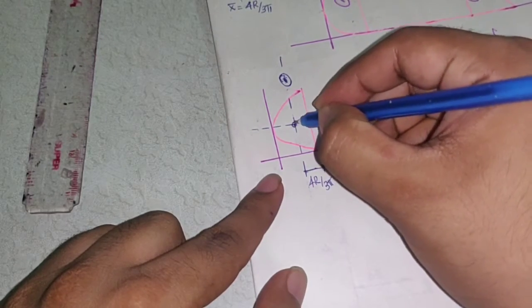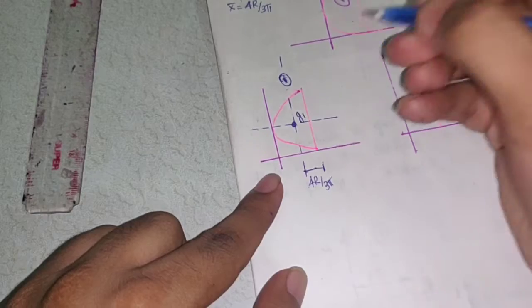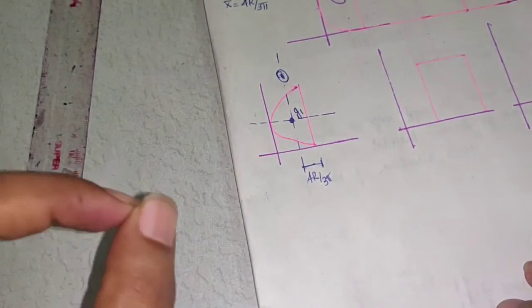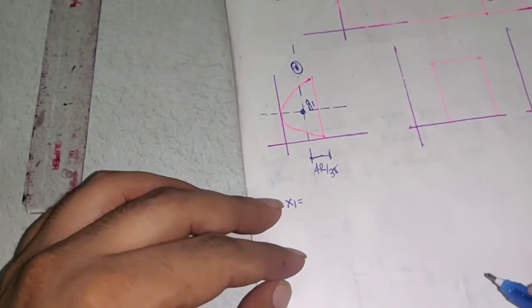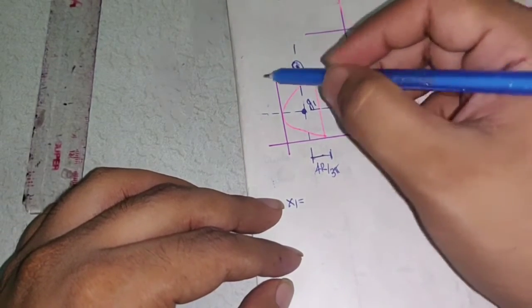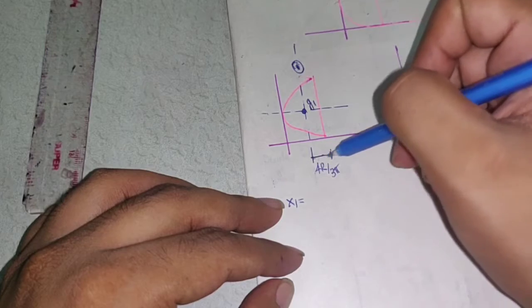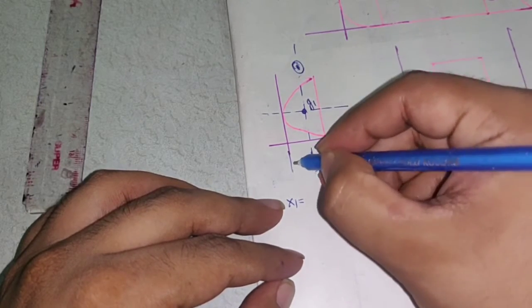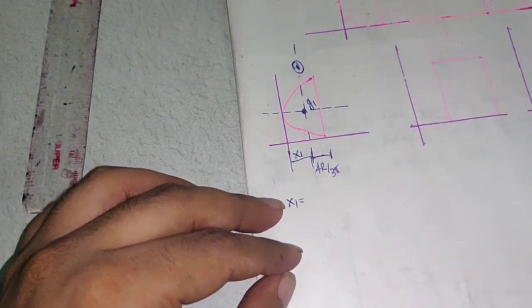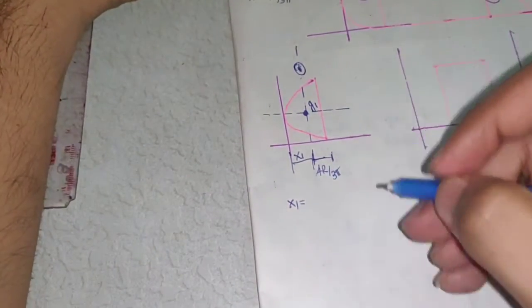I'll call this G1. But from where do I require the x1 distance? The x1 distance is calculated from the reference axis. But I know that this distance is 4r by 3 pi. But x1 is from where to where? x1 is from here to here. This is x1. So what is the value of x1 now?